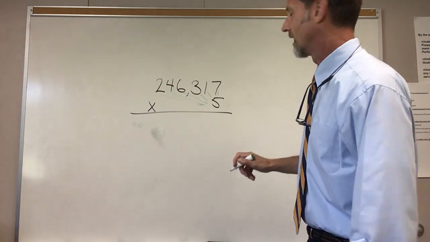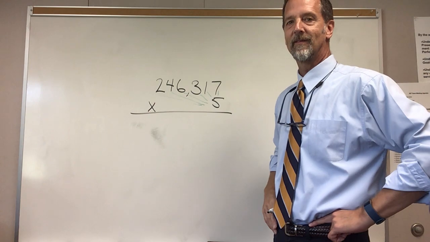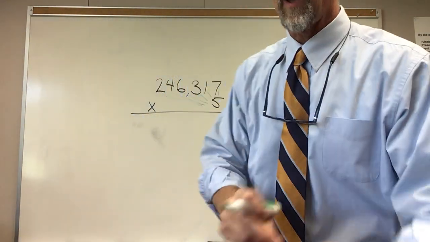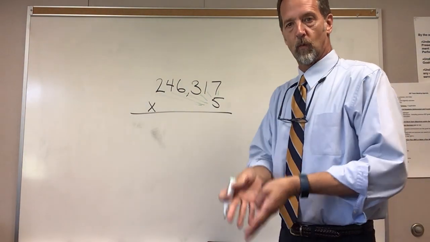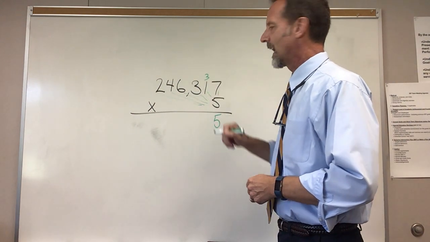Are you ready? Did you try it at home? Try it first. Pause the video and try it first. All right, I'm assuming you're back. Did you do it? Did you pause the video and try it on your own? I hope you did. Here we go. 5 times 7 was 35. What do we leave? Leave the 5. Carry the 3 to the tens place.